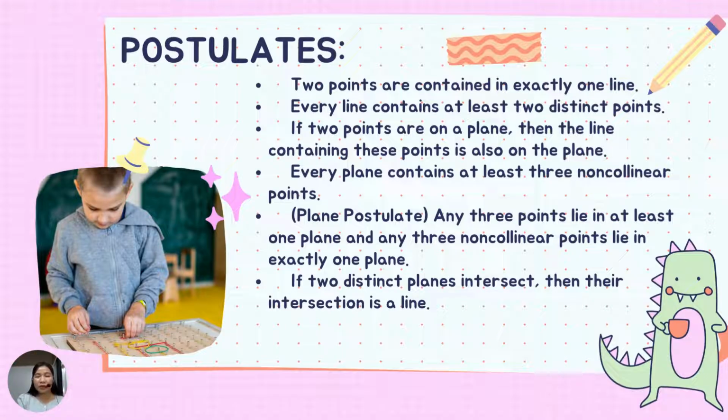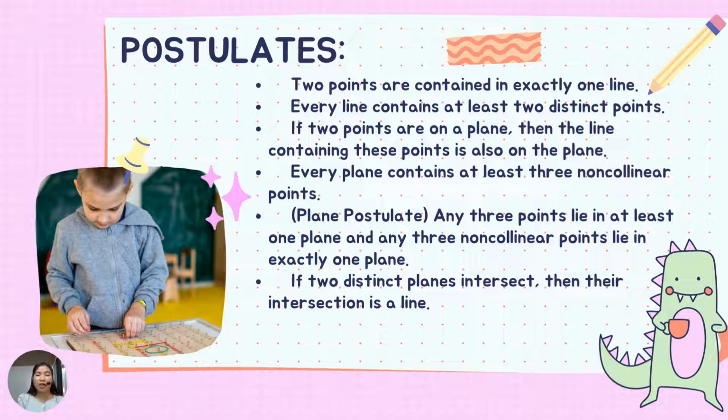Next, the postulates that can be formed from the different illustrations are: number one, two points are contained in exactly one line. Every line contains at least two distinct points. If two points are on a plane, then the line containing these points is also on the plane. Every plane contains at least three non-collinear points, and any 3 points lie in at least one plane, and any three non-collinear points lie in exactly one plane. If two distinct planes intersect, then their intersection is a line.